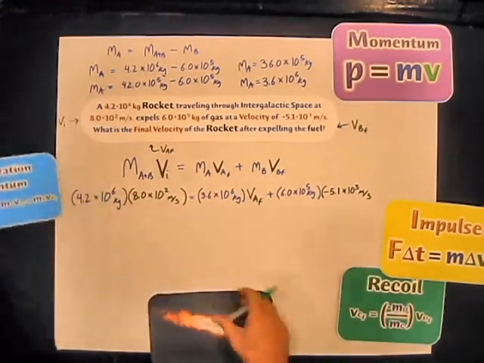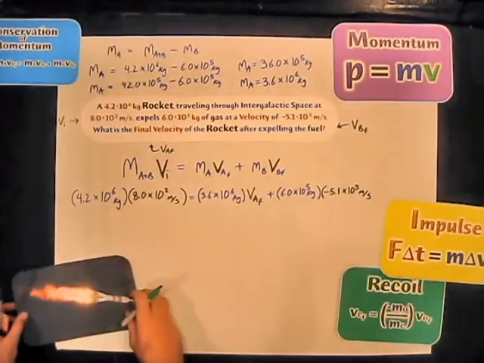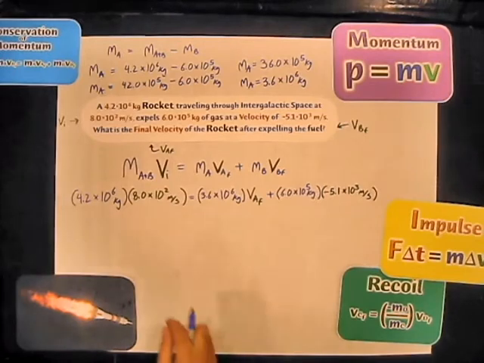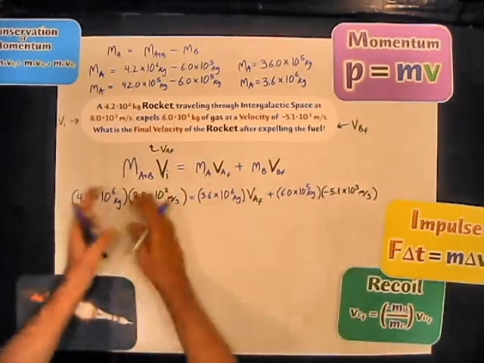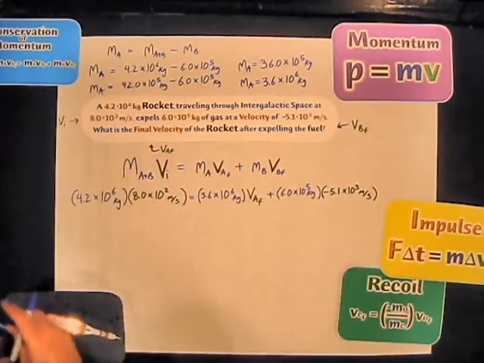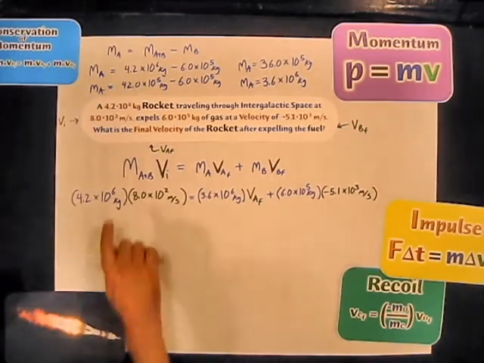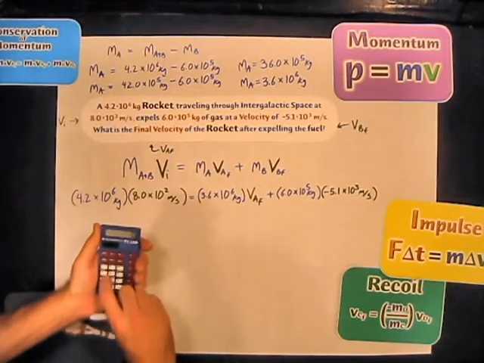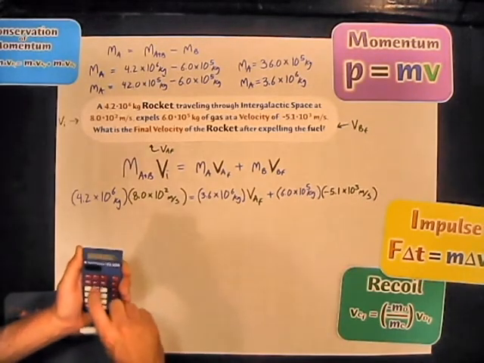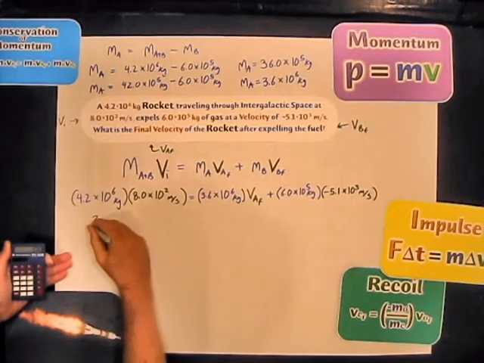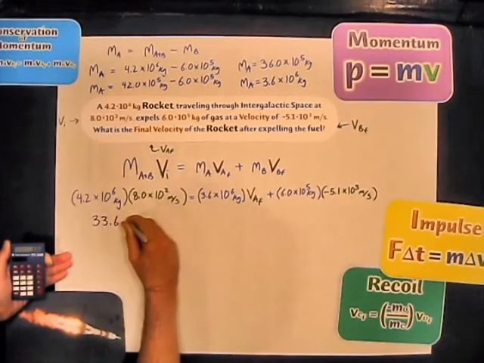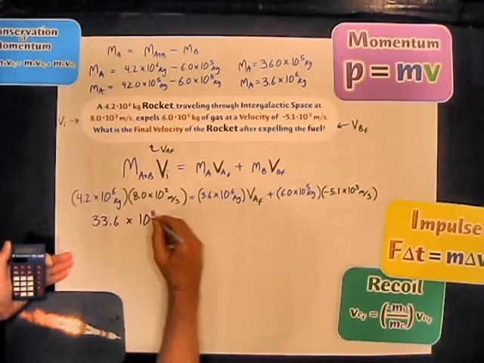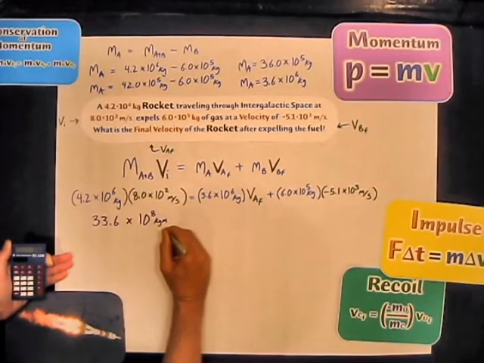Okay, so let's move some of this stuff out of the way. We're going to multiply where we can, and then we're going to solve. So let's simplify, let's combine these, and then we'll rearrange it after that. For this one, because it's m times v, I'm going to write it in purple to represent the momentum. So 4.2 times 8 equals 33.6 times 10 to the 8 kilogram meters per second.